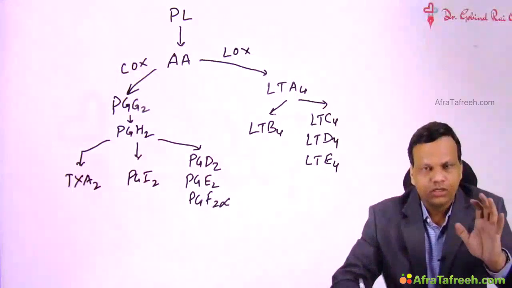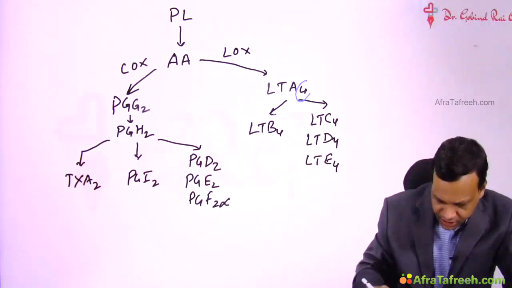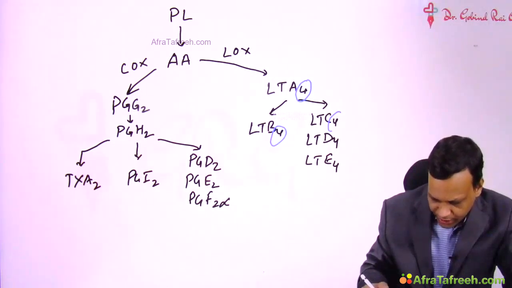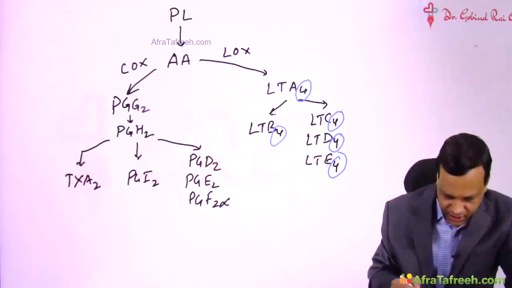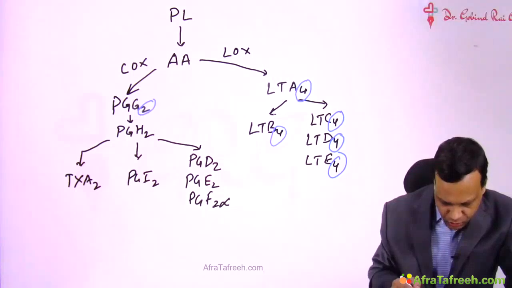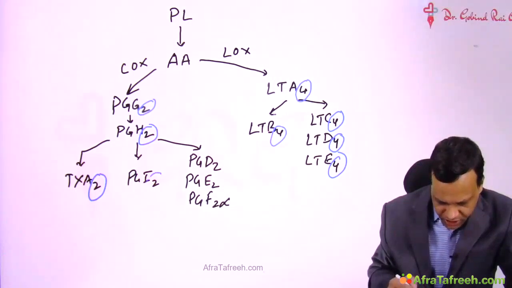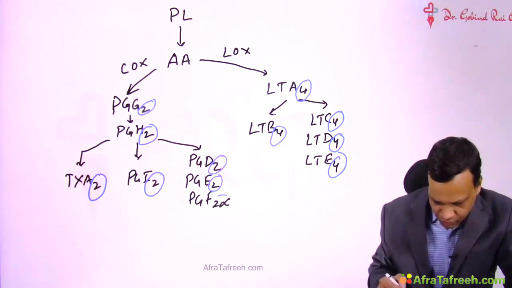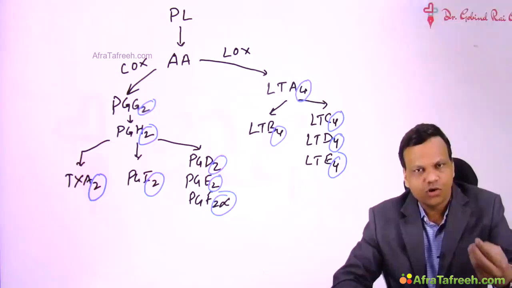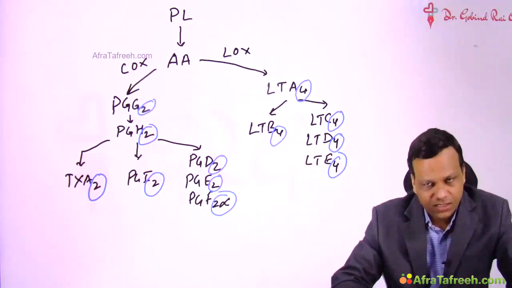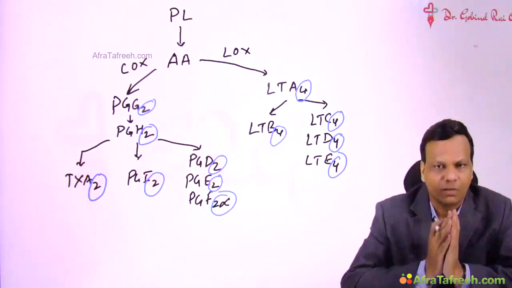If you note, leukotrienes contain the subscript 4: leukotriene A4, B4, C4, D4. Whereas prostaglandins contain the subscript 2: PGG2, H2, thromboxane A2, PGI2, D2, E2, F2. So what is the meaning of this subscript? What is this 2 or what is this 4? Yes, these are the number of double bonds.